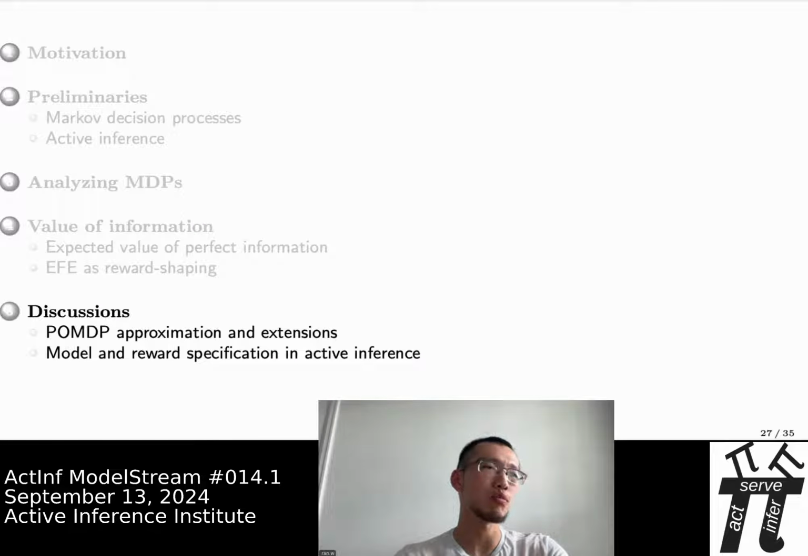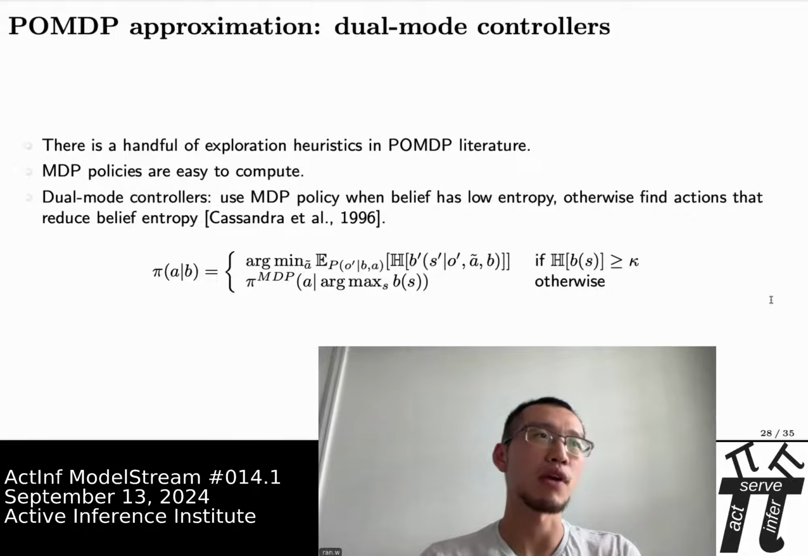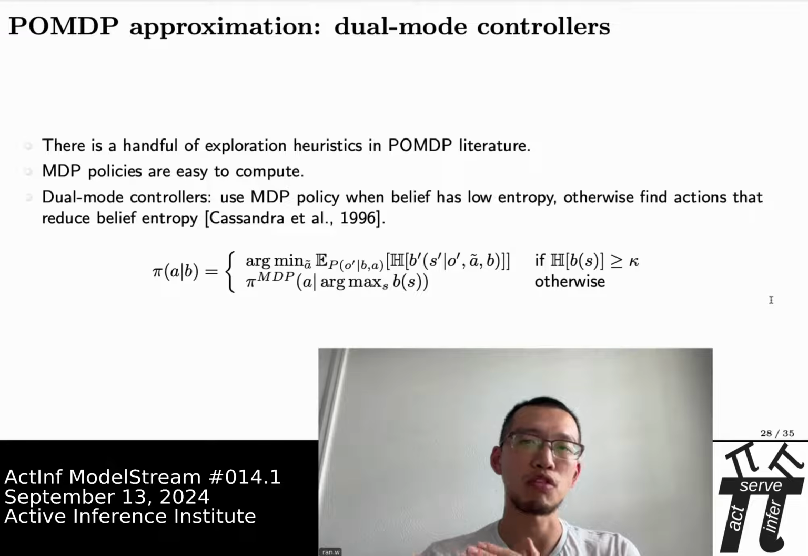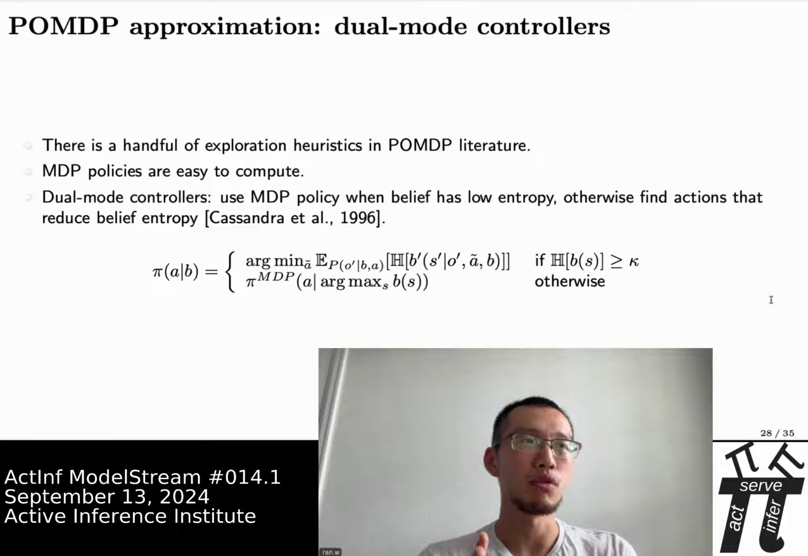We'll just close up with some discussions that might be interesting to people from different communities. The first interesting observation is that this view of EFE as an approximation to the Bayes optimal policy actually connects back to a lot of work people have done in POMDP planning. The thing about POMDP planning that's very tricky is that even though MDP policies are very easy to compute, as soon as we introduce partial observation, it becomes extremely difficult to compute the optimal policy that would optimally trade off exploration and exploitation.